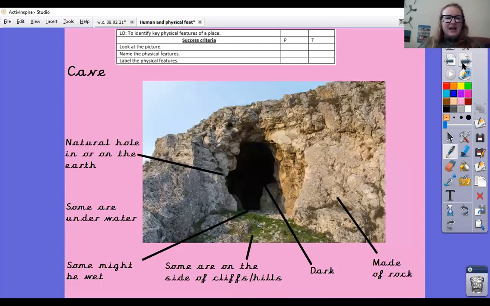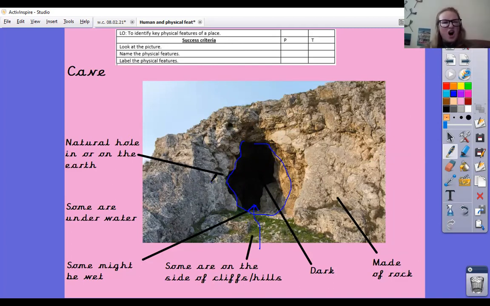Okay, and now we're going to look at a cave. A cave is a natural hole in the earth. So you see here that we have a cliff, or the side of a hill, and we can see this is a cave. You could walk in here, you'd be able to stand inside this big, massive cliff or hillside, in this cave. Some of them are underwater, some of them might be wet, some of them are on the side of cliffs, some of them are on the side of hills.